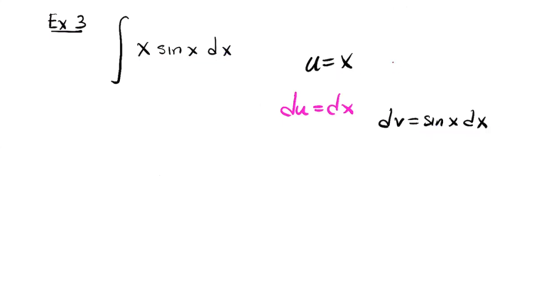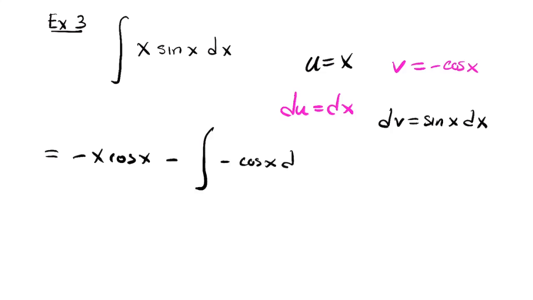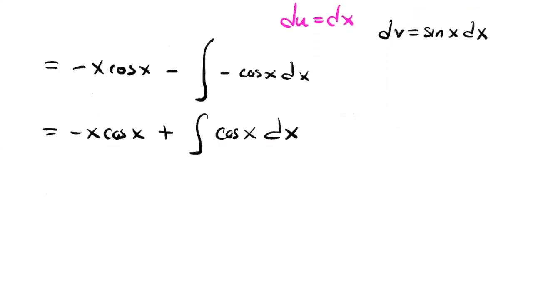Now I'm computing, what's an antiderivative for sine? You've got to go slow there and say, well, it's the opposite of cosine, right? The derivative of the opposite of cosine is sine. Nice. So the parts formula, u times v, that's minus x cosine x, minus the integral of v du, that's minus cosine x dx. And you can certainly write that as plus. Lots of chances to make sign errors in this business.